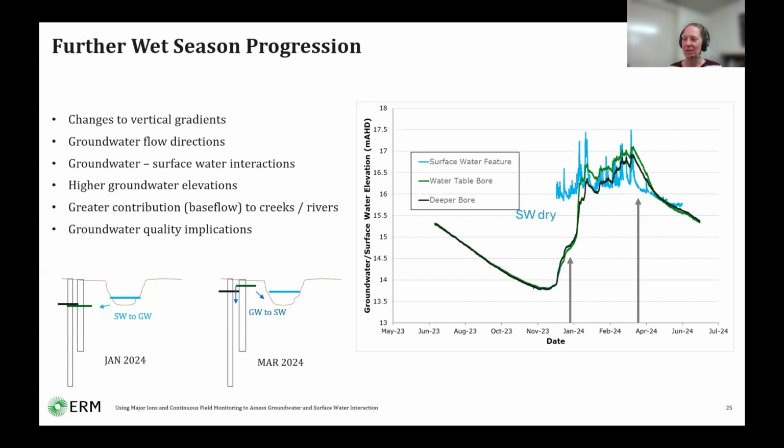Later in the wet season is when the time of highest groundwater elevations can often be seen, with higher groundwater elevations resulting in the greater contribution of base flow to creeks and rivers. And this has implications for surface water quality, assuming that the groundwater is higher salinity, which we've sort of mentioned already. So despite having the same initial groundwater elevation, the water table bore in the green and the deeper co-located bore in the black show a slightly different magnitude of response. And this highlights how the changes in the vertical hydraulic gradients between aquifers is possible.